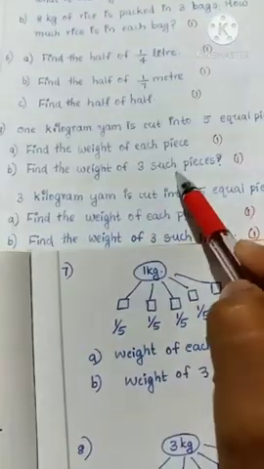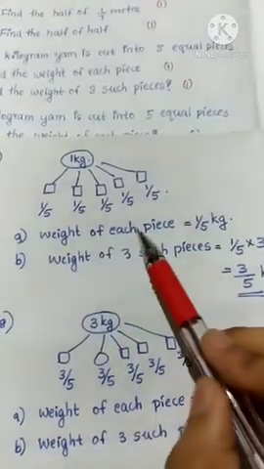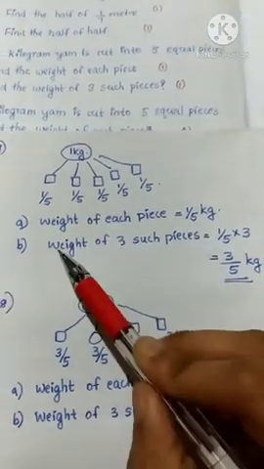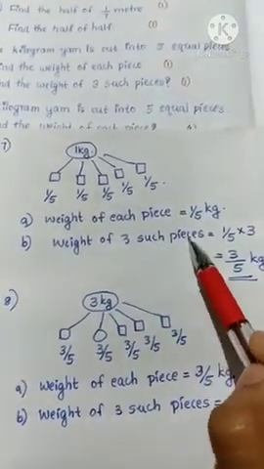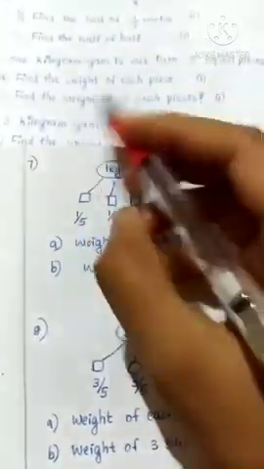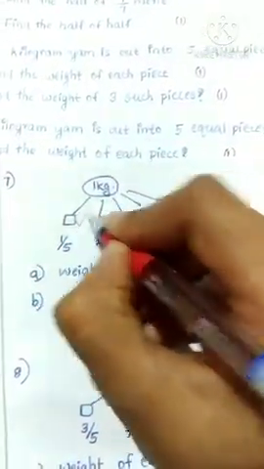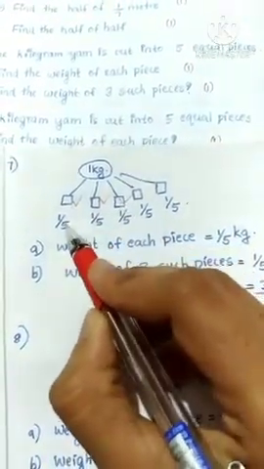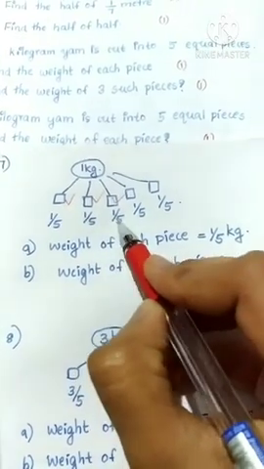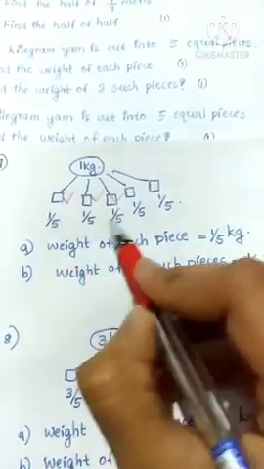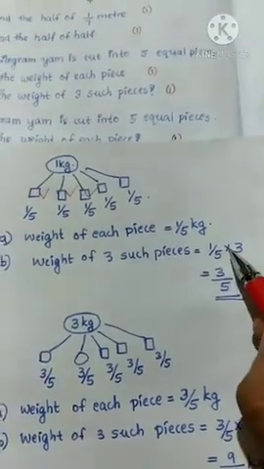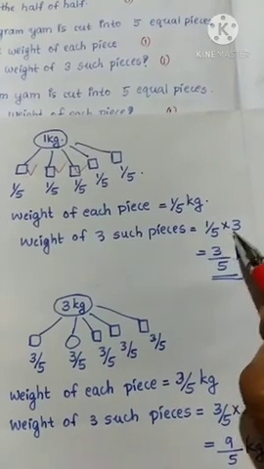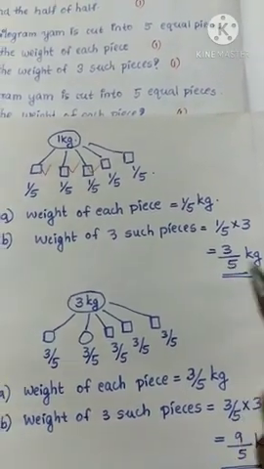Find the weight of 3 such pieces. So the weight of one piece or weight of each piece is equal to how much? 1 by 5 kilogram. Then weight of 3 such pieces is equal to, so we have to find out the weight of 3 pieces. So this piece, this piece, this piece. That is 1 by 5 plus 1 by 5 plus 1 by 5. So 1 by 5 how many times? 3 times. That is 1 by 5 into 3. That is 3 into 1 is 3 divided by 5. That is 3 by 5 kilogram.